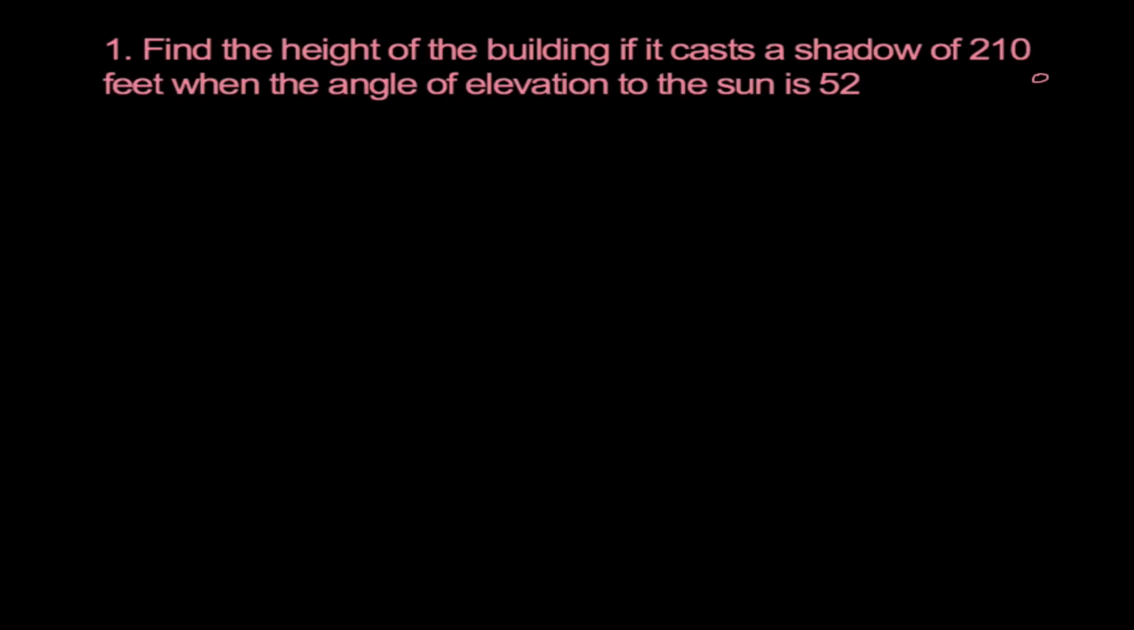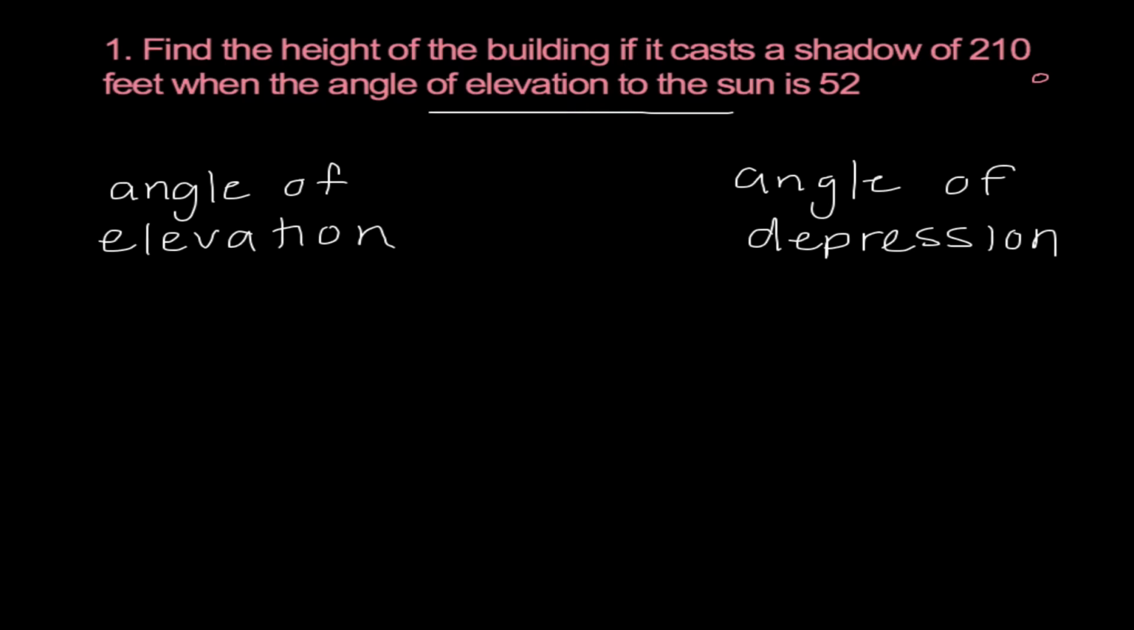Okay, so our first word problem says find the height of the building if it casts a shadow of 210 feet when the angle of elevation to the sun is 52 degrees. And I want to start here by talking about this term angle of elevation. Last year in Algebra 2, you guys learned about 2 specific types of angles: an angle of elevation and an angle of depression.